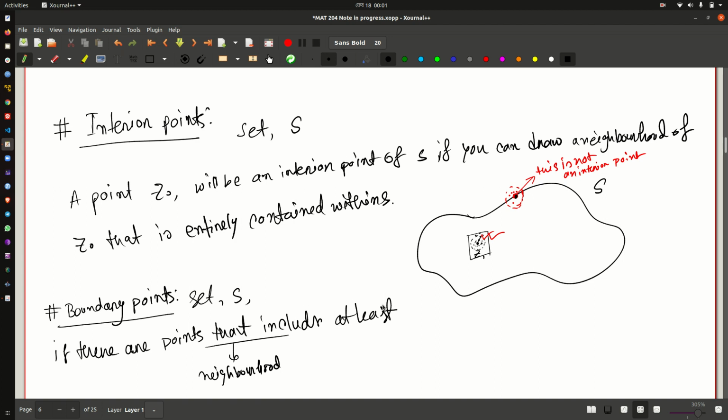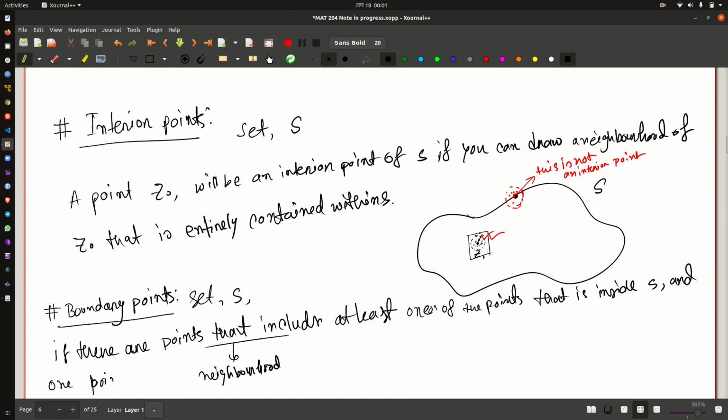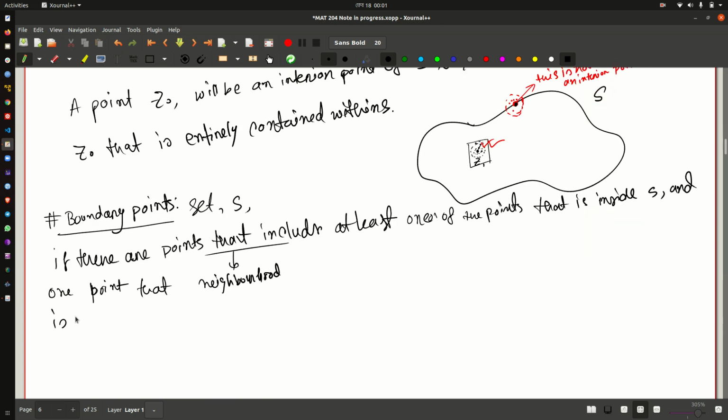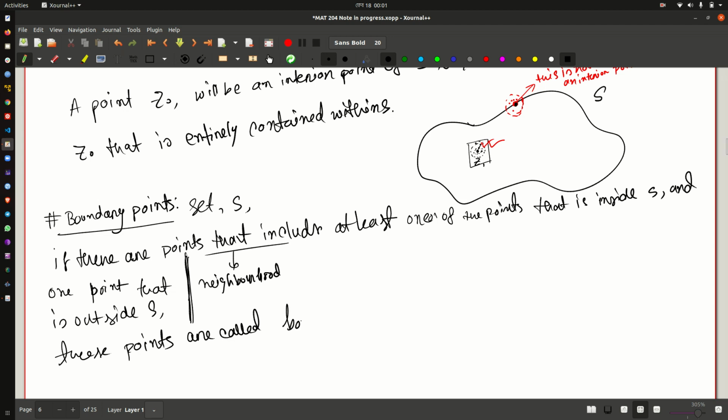That means if there are points that include at least one of the points that is inside S and one point that is, okay, let me just draw a line over here so that you can understand, that is outside S, these points are called boundary points.